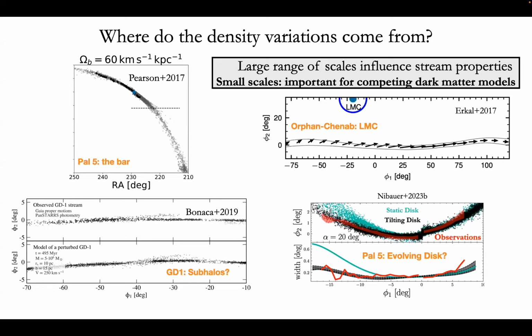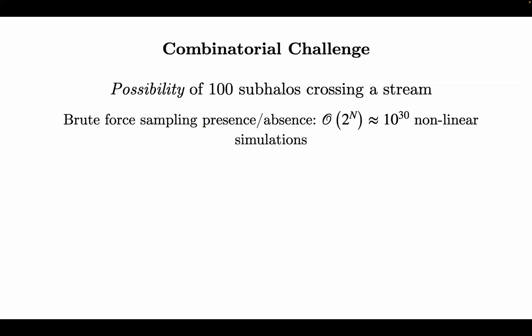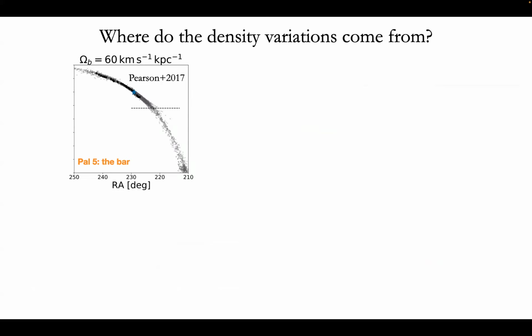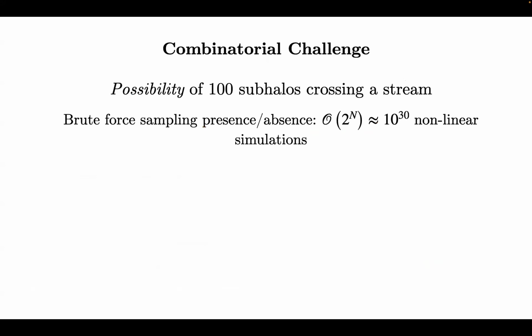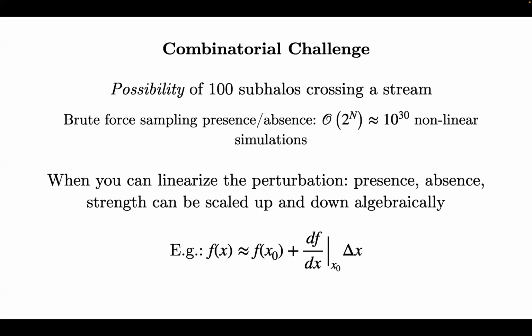So the point of this picture is to say that there's a huge scale of forces, literally, that are shaping streams. And we want to know about the small scales because it's important for competing dark matter models. So this is a difficult problem if you think about how we say which of these density variations are due to baryonic things versus subhalos. Just think of a thought experiment where you have 100 subhalos that maybe intersect with a stream, and you don't know which of them are on and which are off. What is the presence and absence of this set of 100? It's a really terrible combinatoric problem; if you imagine doing a bunch of brute-force simulations, you're not going to cover the full solution space.